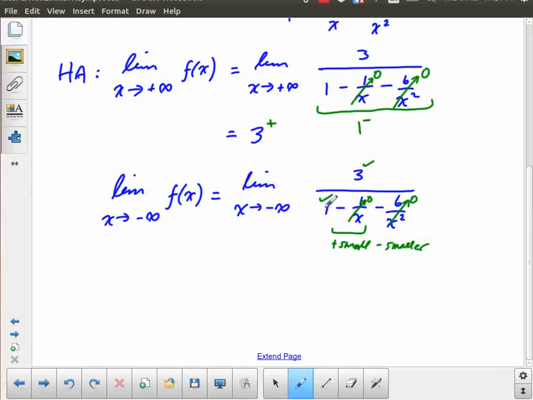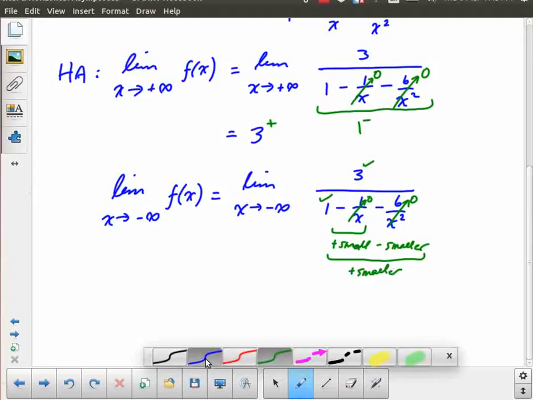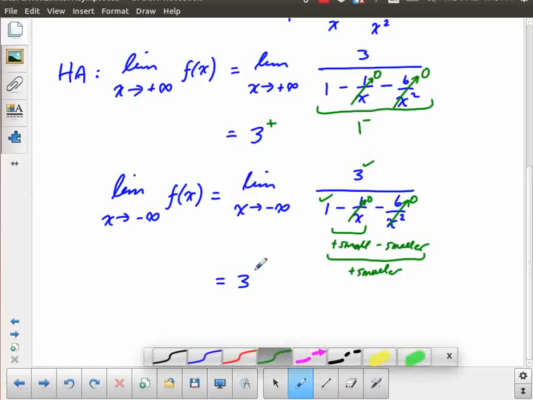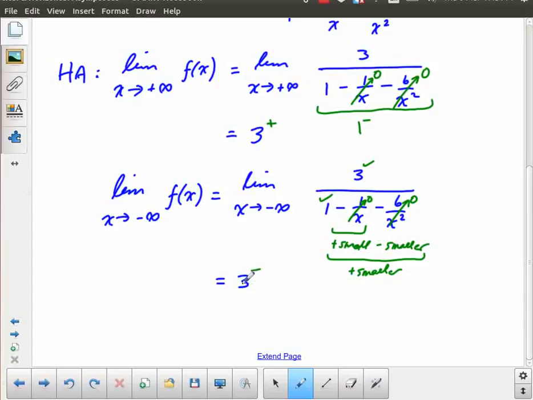So we've got 1 plus a small number minus a smaller number. So adding a small and subtracting a smaller number means I'm adding a smaller number, doesn't it? And so this is 1 plus a smaller number, which means it's a number a little bit bigger than 1. 3 divided by a number a little bit bigger than 1 is pretty close to 3, but it's going to be approaching 3 from the bottom, like 2.99999. So there we go. To the right, going to positive infinity, we're going to approach the asymptote from above. To the left, we're going to approach the asymptote from below.